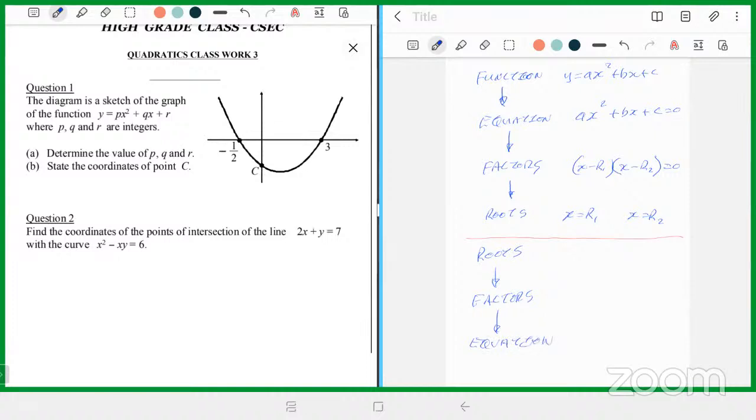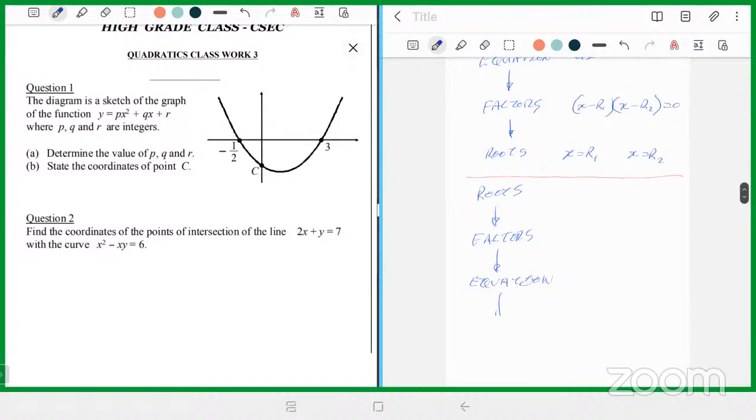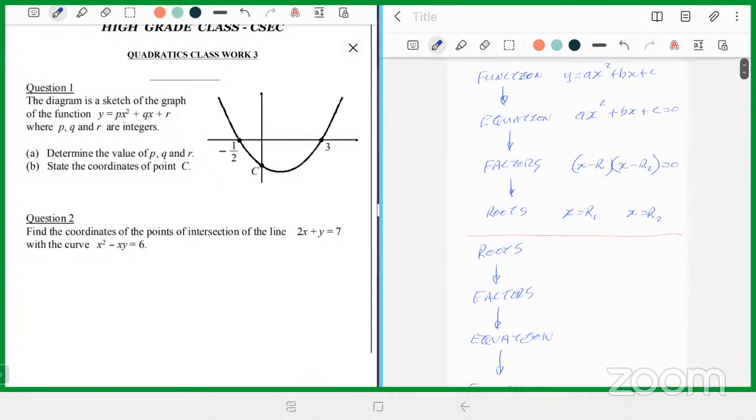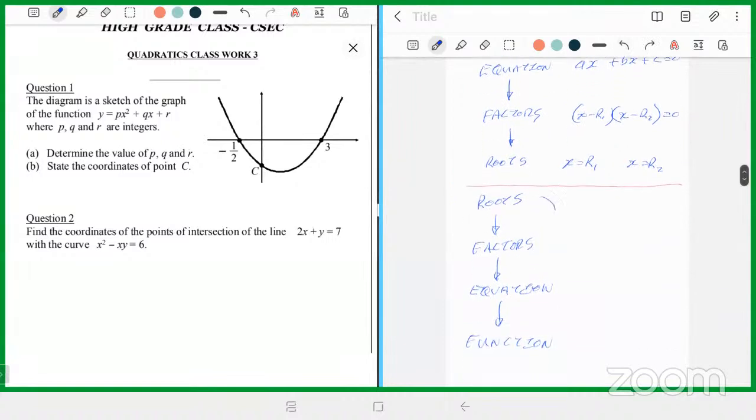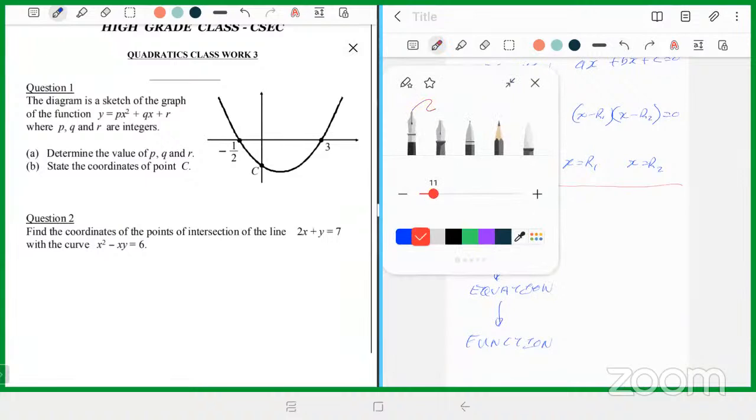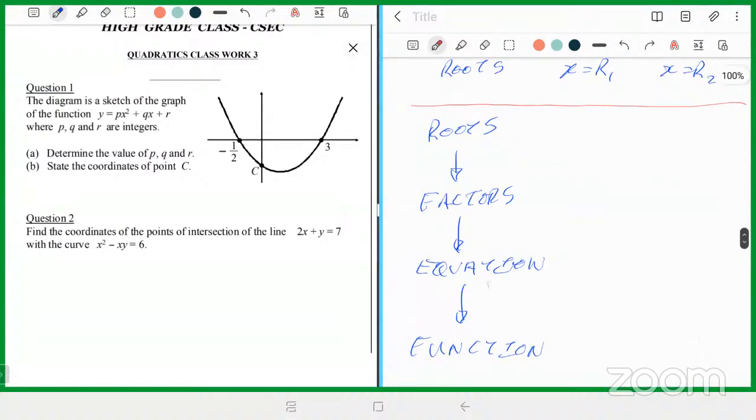And then from the equation, we can go now and get the function. And that's a process. We're reversing the process. So if you understand this down here, which is what we do normally, then this would be okay. And right inside here is a critical step where we have to check the A value. Between here, we have to check the A. Because remember, you can get a smile function or a frown function from the same equation.